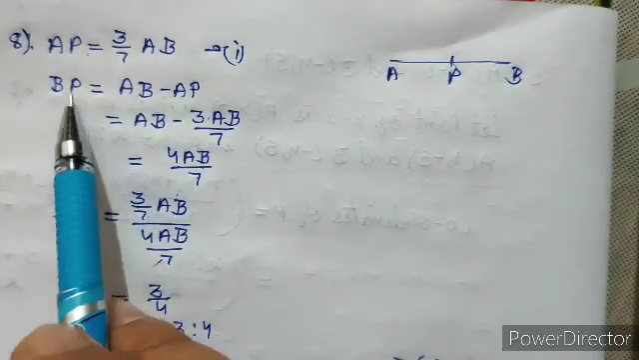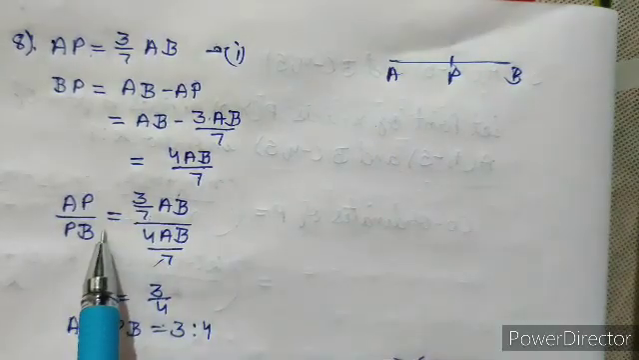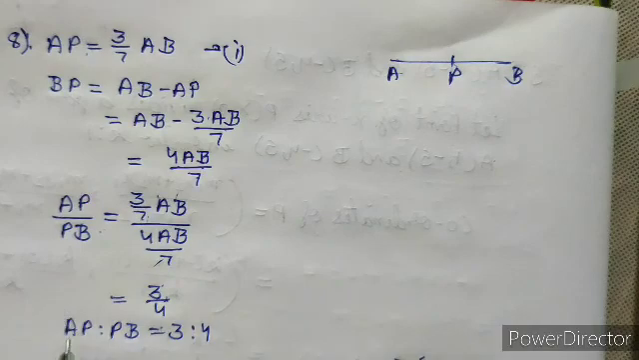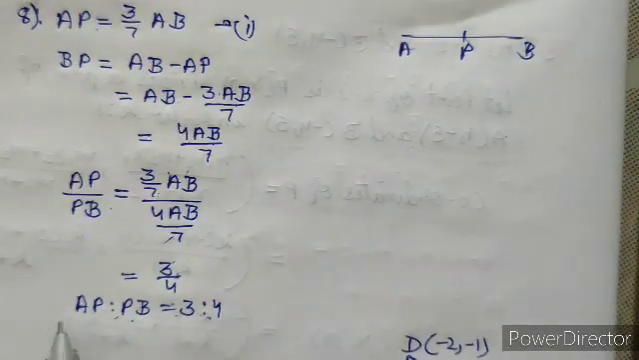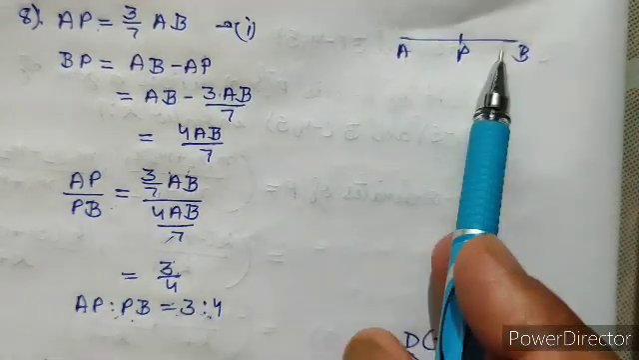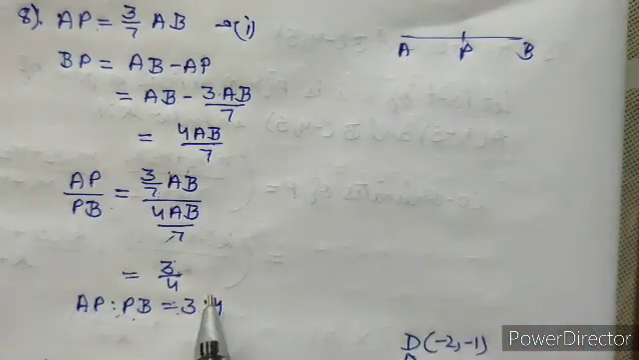Now AP upon BP will be equal to 3 by 4. That is AP ratio PB is 3 by 4. Or we can say that P divides AB, join of AB, in ratio 3:4.